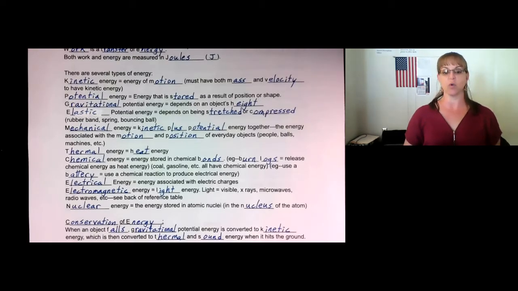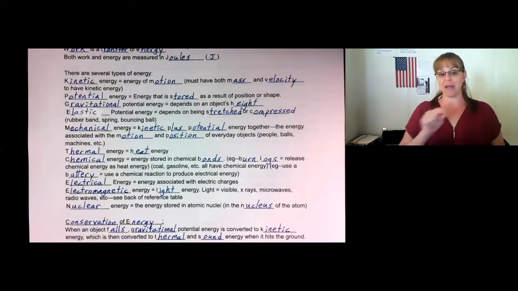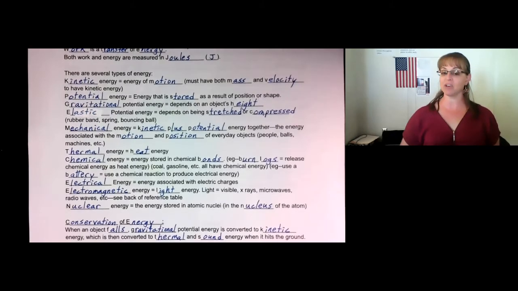Next is thermal energy, which is heat energy. Heat is the energy stored in an object because of the motion of its particles. Remember, a solid will shake in place, a liquid will flow and move, and a gas will bounce around the room. Chemical energy is another kind of potential energy that is stored in chemical bonds. For example, when you burn a log, the energy in the log is released as the burning occurs. A battery also stores potential energy in the form of a chemical reaction that is used to produce electrical energy.